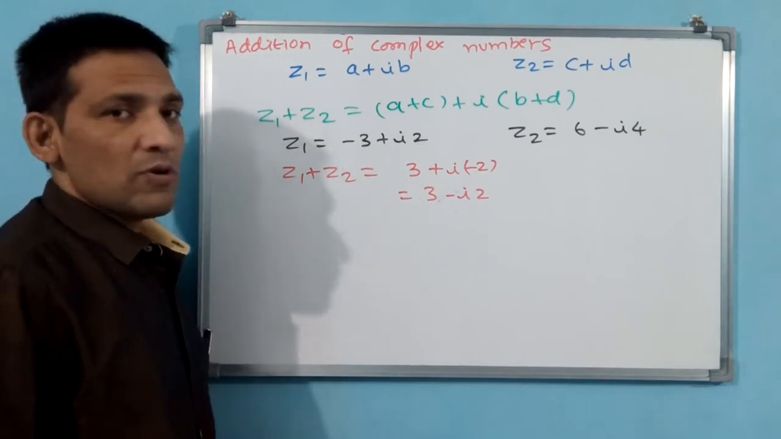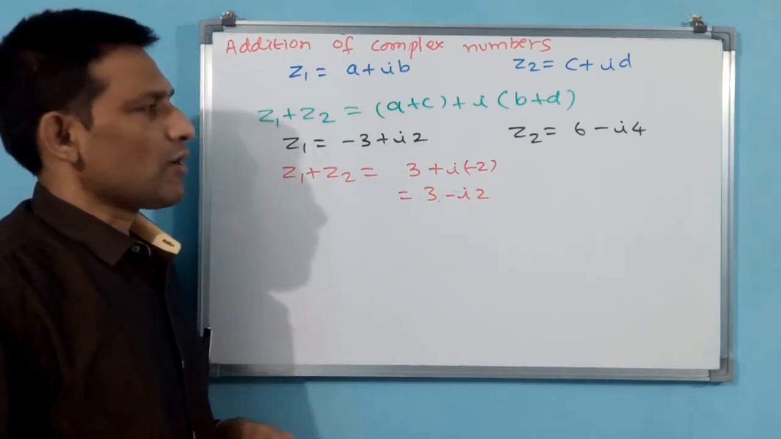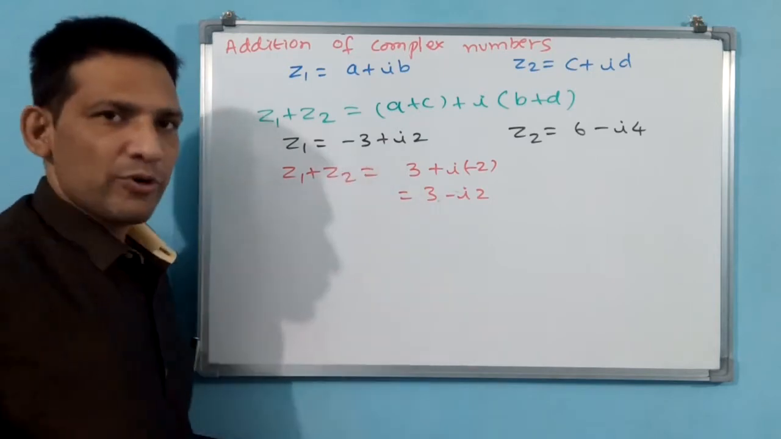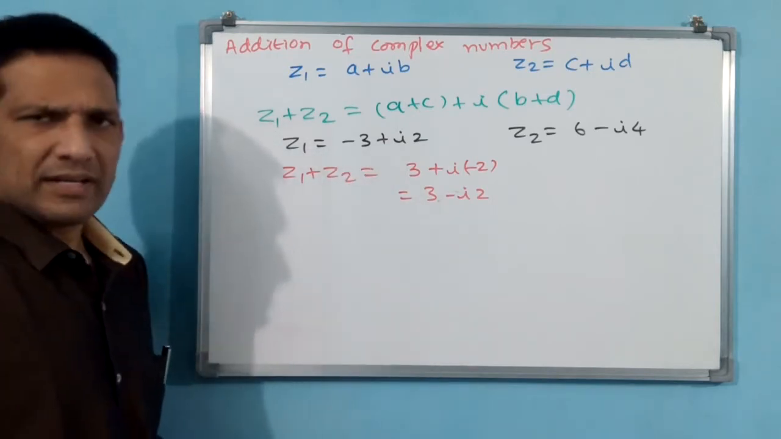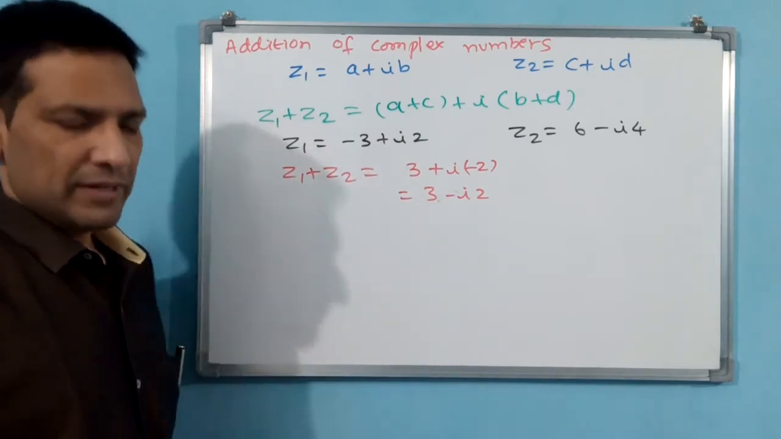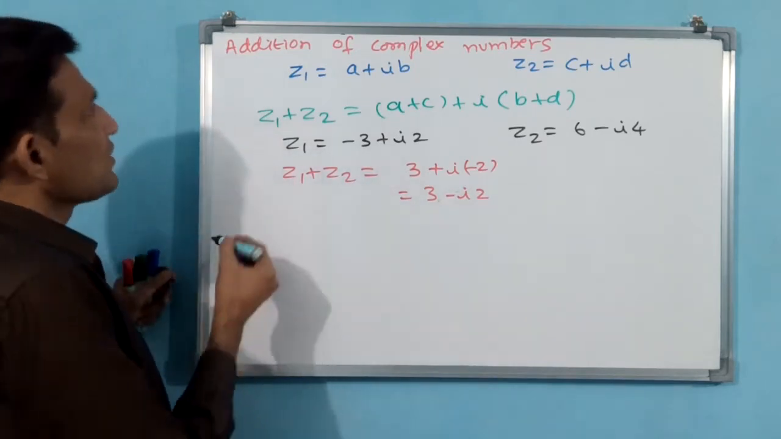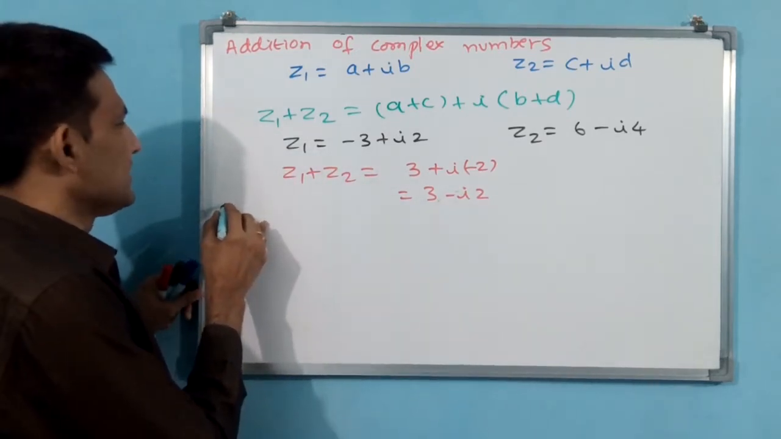Now we see some properties. Properties of complex numbers, one by one I am going to write. Five properties are there. Let us see one by one. First I am writing the properties.